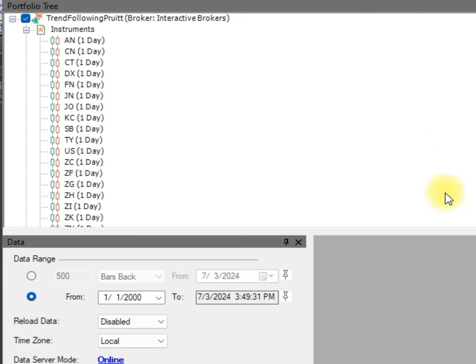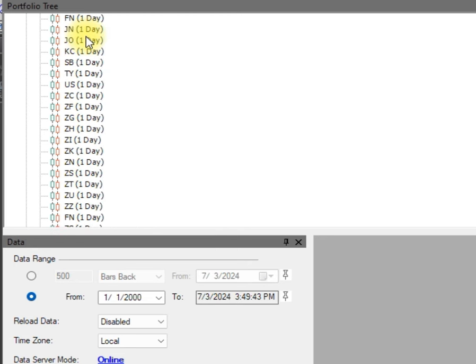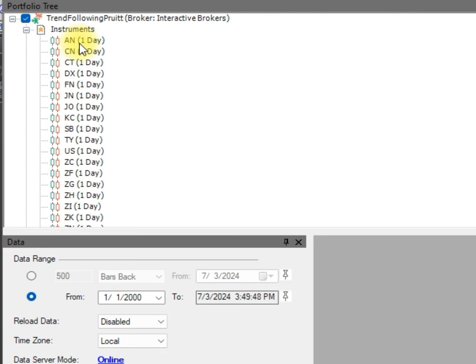Okay, so basically we're just going to run this portfolio. It's called TrendFollowing Pruitt, Broker Interactive Brokers. I don't have this connected to Interactive Brokers. It just defaults to that for some reason. Here's my instruments. I've got 25 instruments in there. AEN would be Australian dollar. CN is Canadian dollar. That is Pinnacle's symbology.